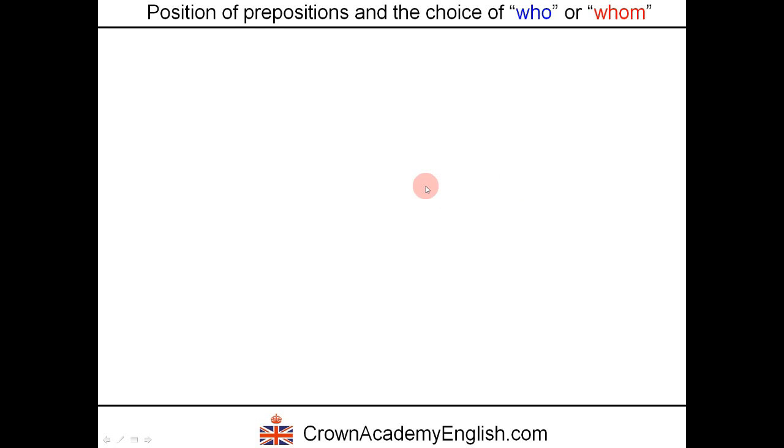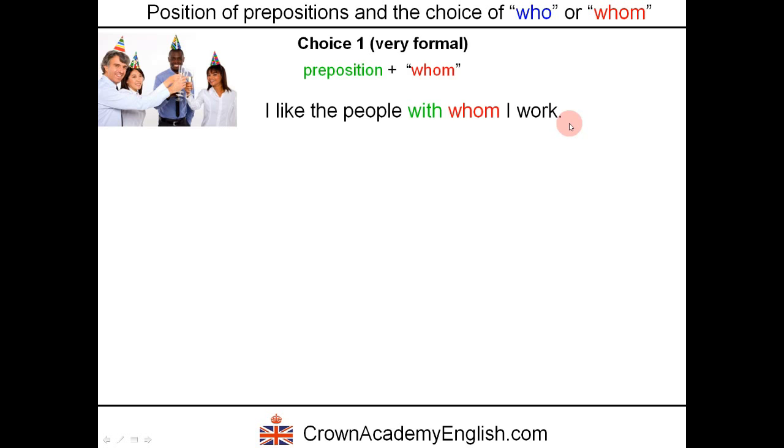Now, what do we do with prepositions? What is the position of prepositions with who and whom? That's the question. We have two choices. Choice one is very formal. When we have a preposition, we have the preposition immediately followed by whom. Example: I like the people with whom I work. With is the preposition, and it's immediately followed by the object of the preposition, which is whom. With whom I work.